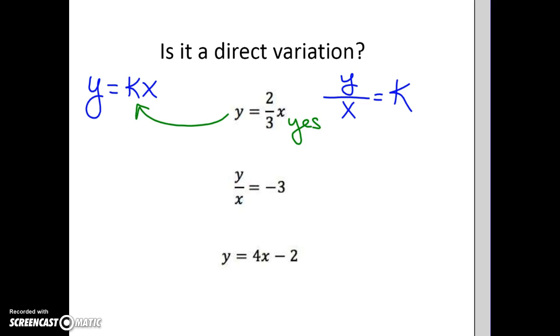The second one, does it look like either of these two? Yes, it does. The second one looks like this one, so yes, it is. The bottom one, does it look like the one on the left or the one on the right? It does not. This one is a minus. So this one does not look like either of the two direct variation equations. So that one is a no.